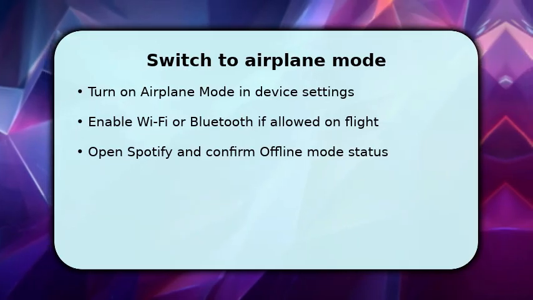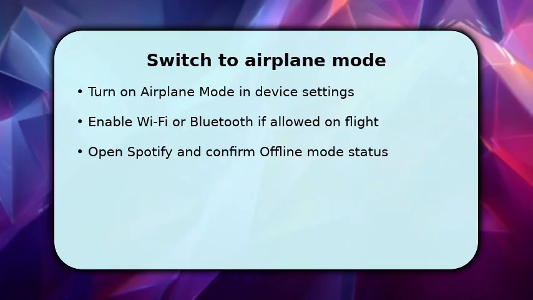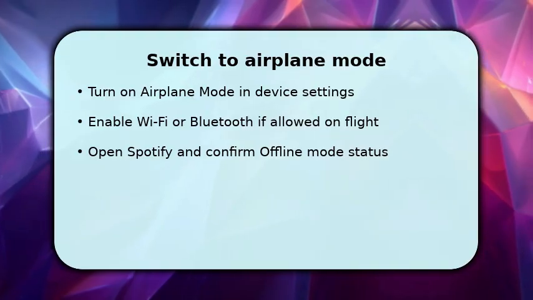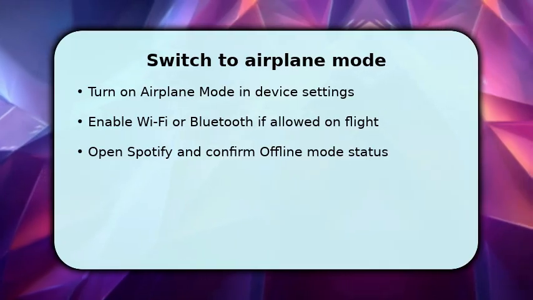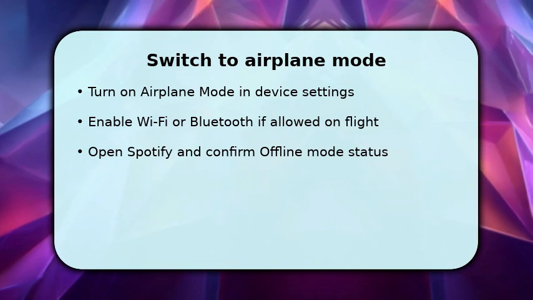Next, open Spotify and go to Settings Playback and turn on offline mode so the app serves local files only. Doing this ensures Spotify won't try to stream or validate licenses over a blocked network. Make sure your headphones are paired and audio works before takeoff, so playback is uninterrupted.